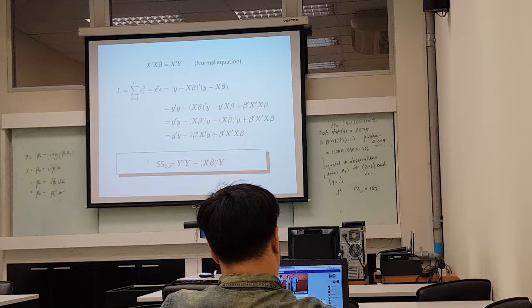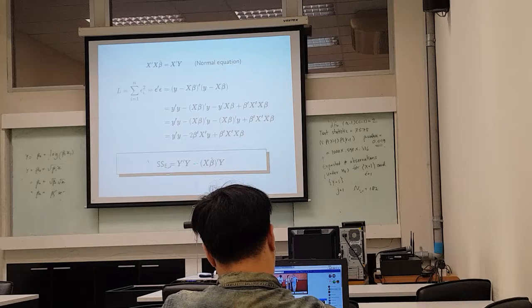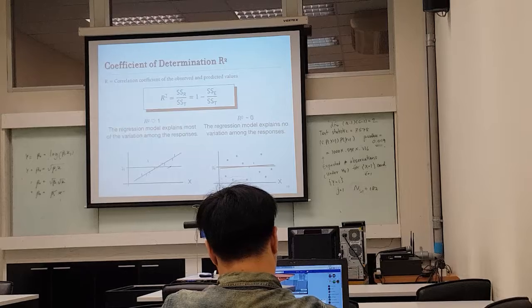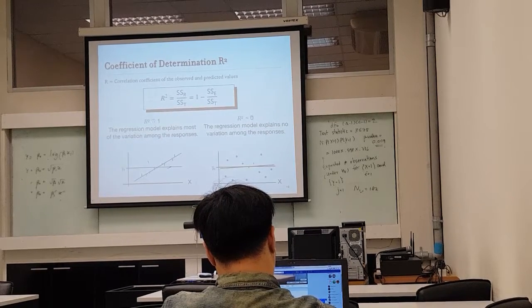This is just how to find the sum of square error from y and beta. You can skip this one, in case you want to implement it manually. This is not hard, it should be like an approximation.